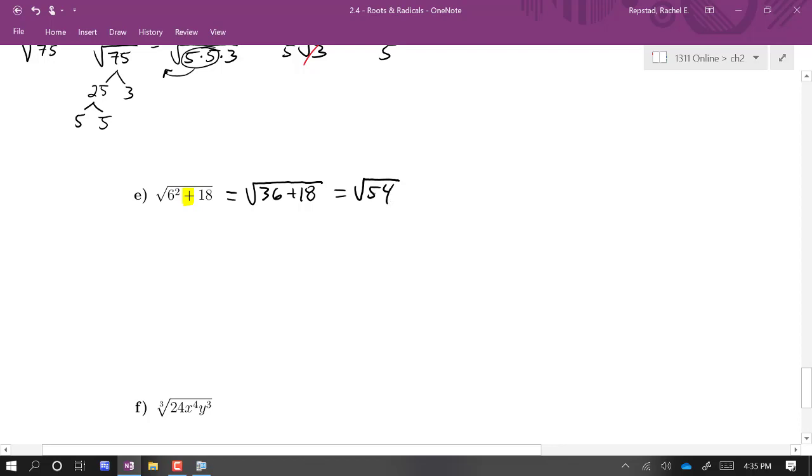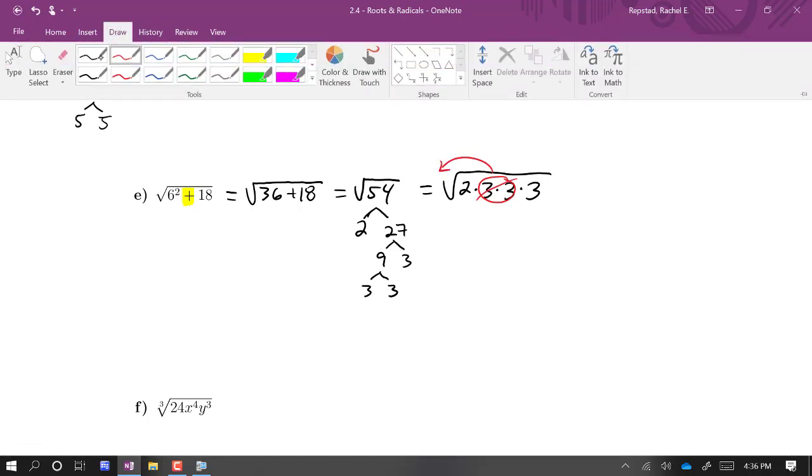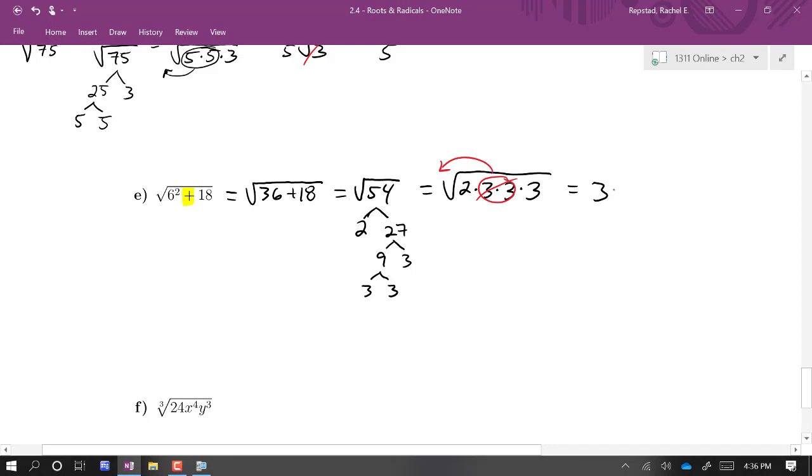So now what I want to do is simplify this radical. Let's make a little factor tree. So this is 2 and 27. 27 is 9 times 3, and 9 is 3 times 3. So this is the square root of 2 times 3 times 3 times 3. We can take out a pair of 3's. Right, there's a pair of 3's. That'll come out as a single factor of 3 outside the radical. And then inside I'm left with 2 times 3, or 6.